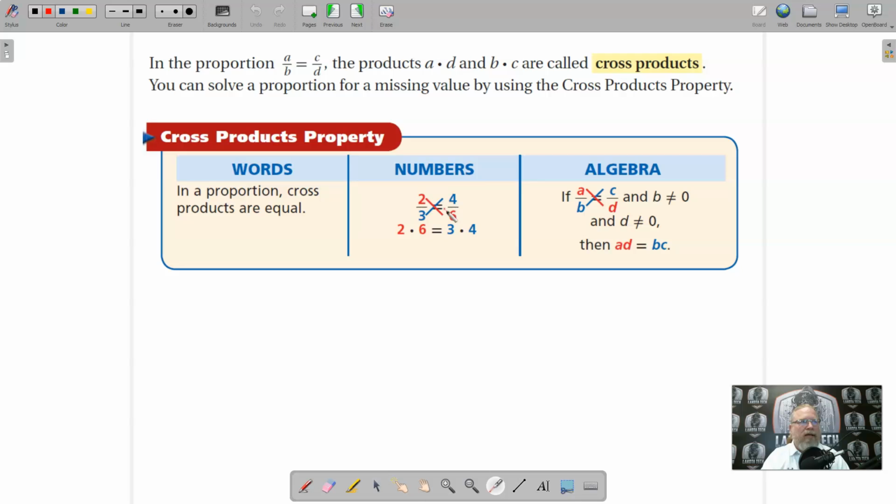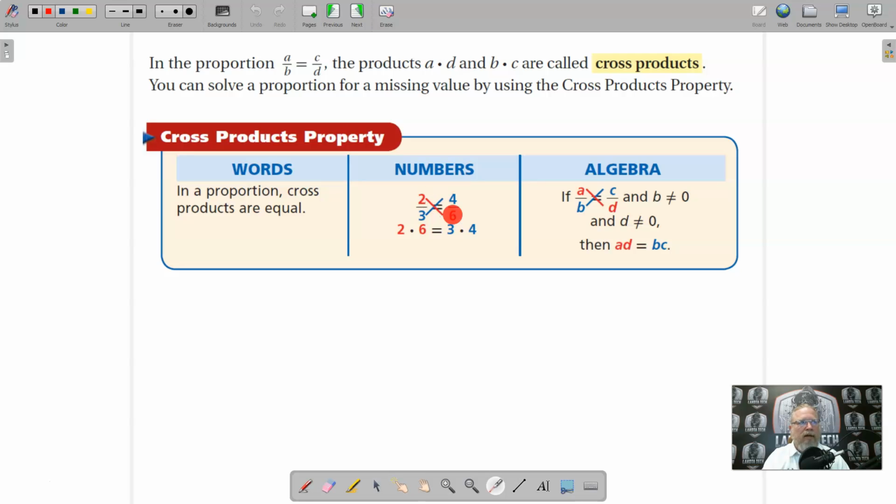The reason they call them cross products, first of all, we're multiplying. Whenever you multiply two numbers, you get a product. And notice this little 2 times 6 and 3 times 4. Notice the red and blue lines here. They look like what? A cross, right? Or an X there. So we call them cross products.